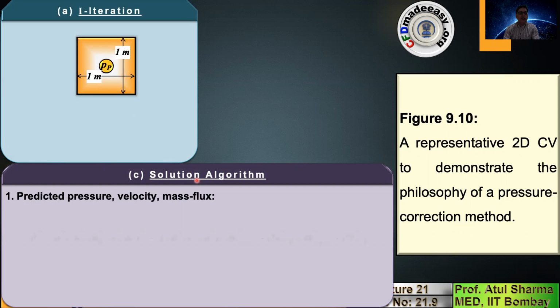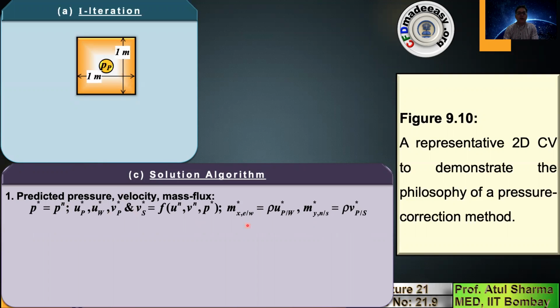So using the data from the previous picture, if you are using a fully explicit method, you can obtain the velocities or the mass fluxes. Note that in any iteration, they are not the true values for the next time step. So we will call these star values. Using the previous time level values of velocities and pressure, if you use the X momentum conservation law, you can obtain UP and UW. If you use the Y momentum conservation law, you can obtain VP and VS. Once you have obtained these, you multiply by density.